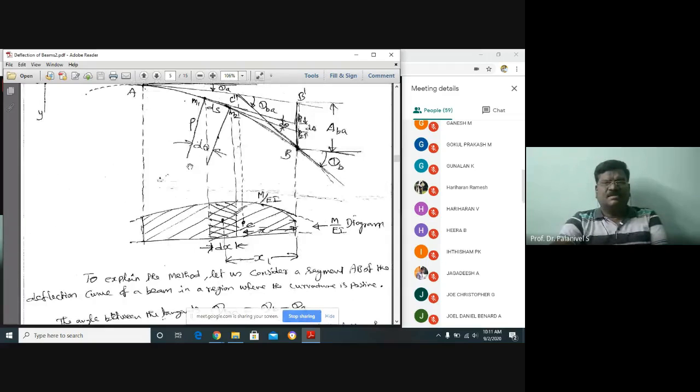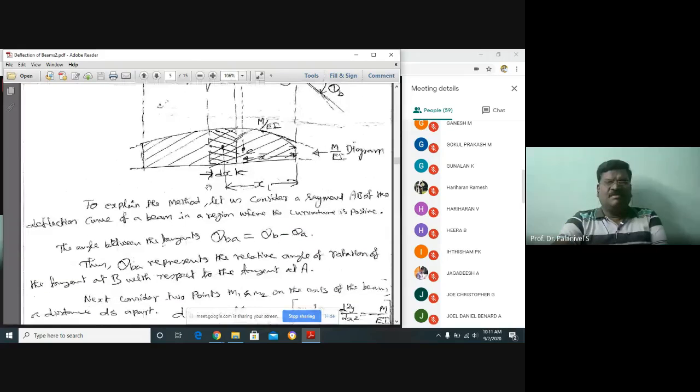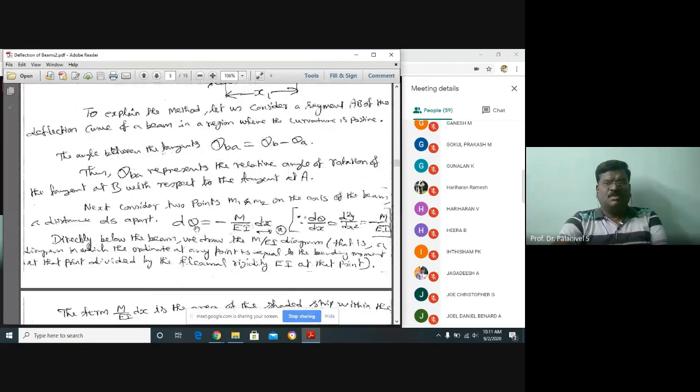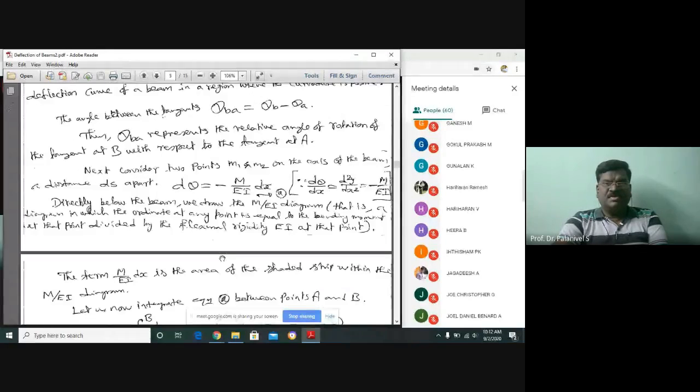This is the arc length. This we already got in the differential equation of the deflection curve; I may not explain it now. Here dx is nothing but ds. So d theta is equal to minus M by EI into dx, equation A. Directly below the beam, we draw the M by EI diagram, right?